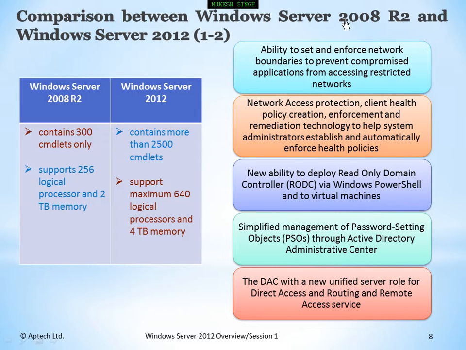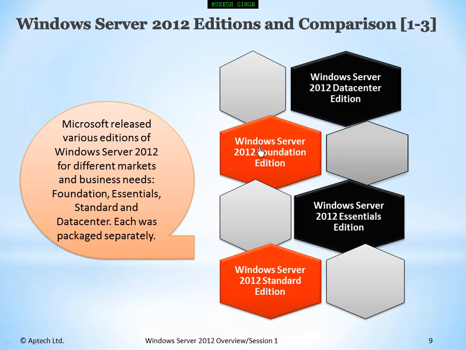Let us compare Windows Server 2008 and Server 2012. Server 2008 has only 300 cmdlets in PowerShell, but Server 2012 has 2500 cmdlets in PowerShell. The biggest difference here is that Server 2008 supports 256 logical processors and 2 terabytes of memory, but Server 2012 supports 640 logical processors and 4 terabytes of memory. Some improvement has also been done on the read-only side and other stuff here. So we'll give a look later on.